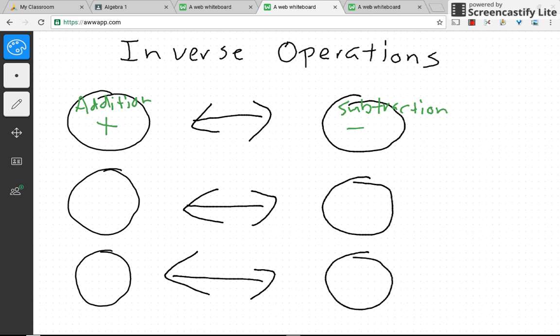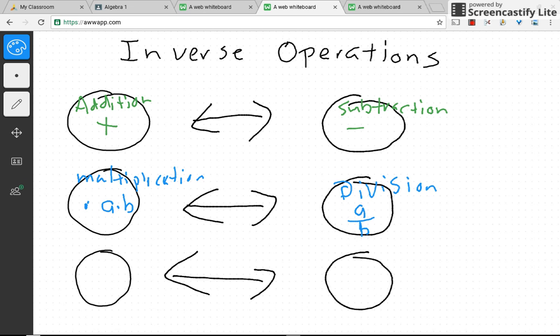If I have multiplication, which would be the bullet operator, or A times B, the inverse is division, which would be A over B. Make that look a little bit more like a B.